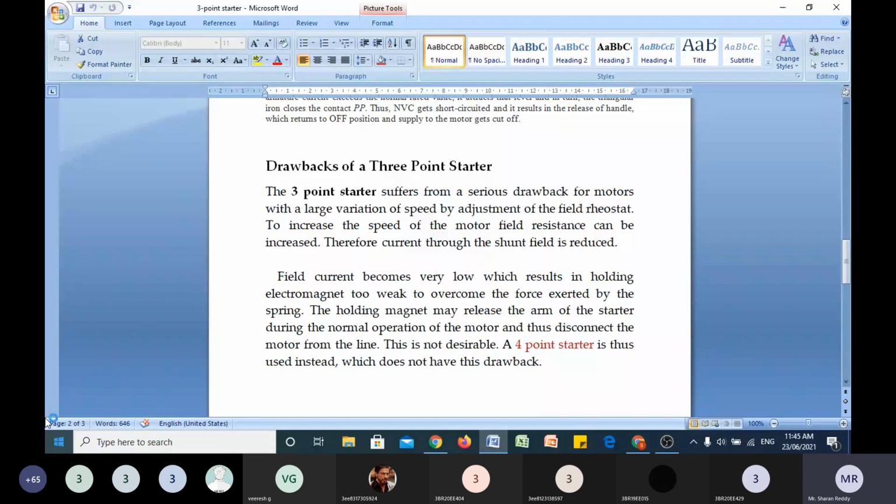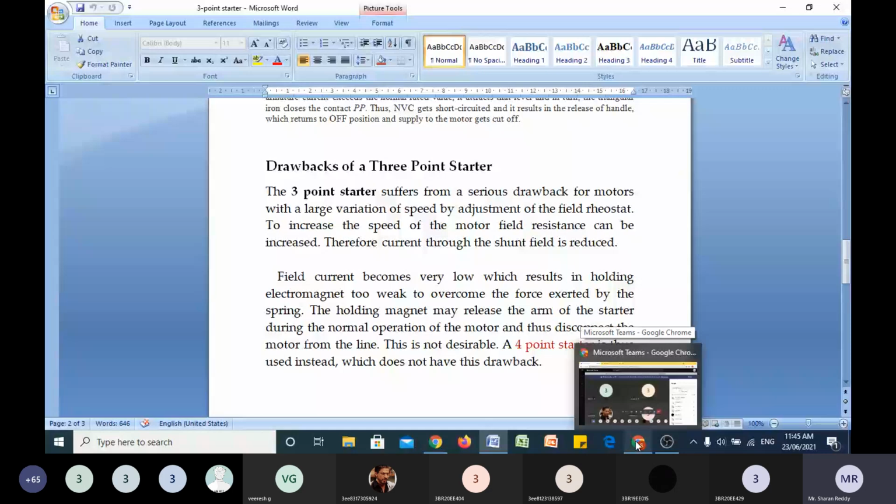Okay, so next we have, I understood this one. What is the drawback of the 3-point starter? Yes, sir. Okay, any doubts? No, sir. Okay, understood now.